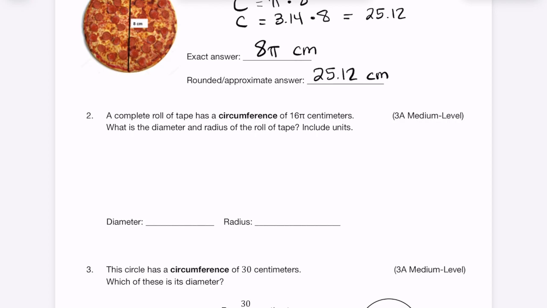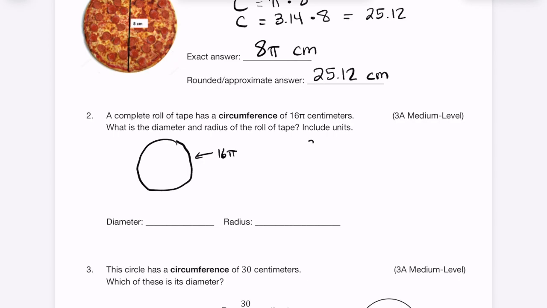Question 2. A complete roll of tape has a circumference of 16 pi centimeters. What is the diameter and radius of the roll of tape? Include units. Okay, so I have a roll of tape and the circumference is 16 pi centimeters. I want to find the diameter and radius.